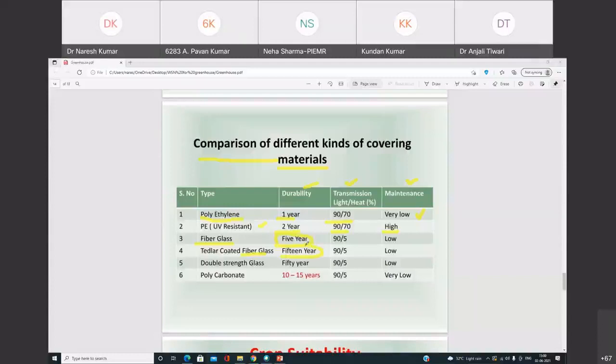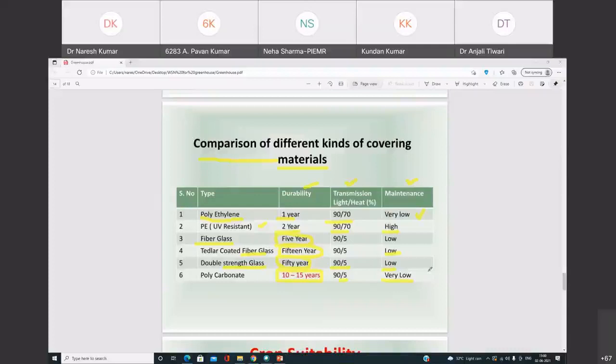And the double strength glass is having the highest durability, that is 50 years, and it has a dissipation of 5% of heat, and the transmission of light can be 90%. And the maintenance is low. And the polycarbonate, that is 10 to 15 years, and the heat dissipation 5%, and maintenance cost is very low. So one can think of the maintenance point of view, which is very low, like the polycarbonate as well, which is having a high durability of 10 to 15 years.